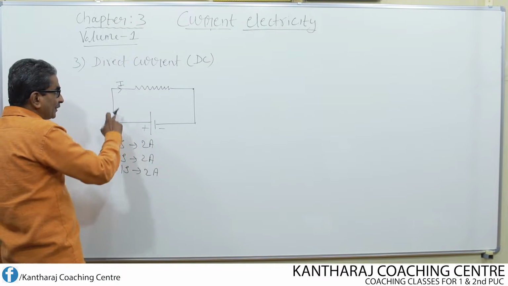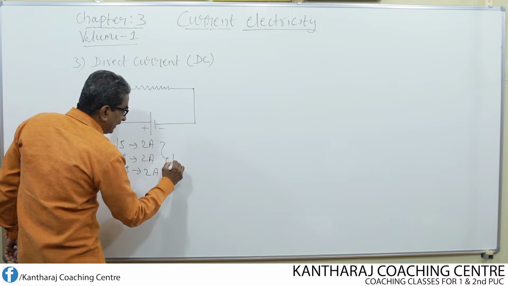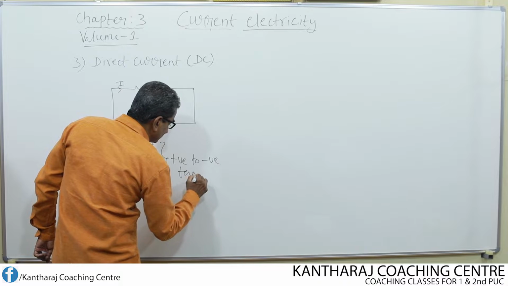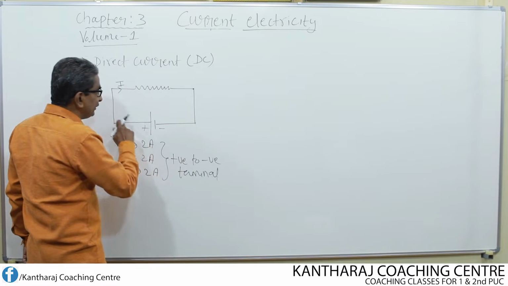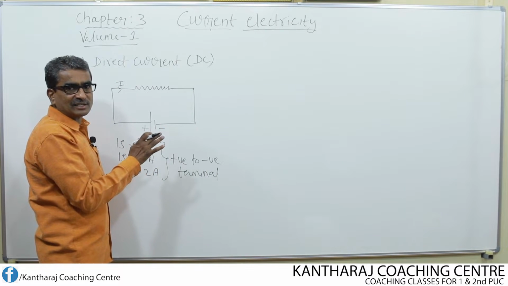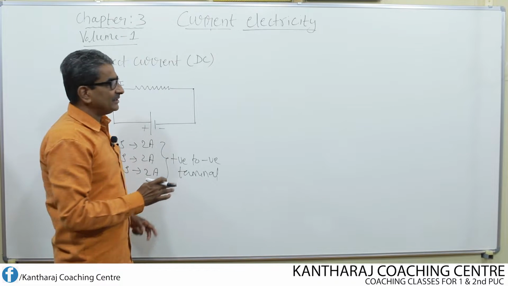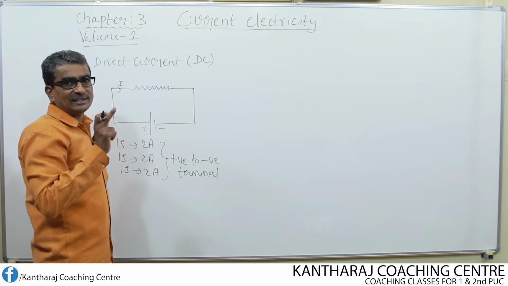Every second the current flows from the positive to the negative terminal only. So the direction is unique, meaning the direction is constant, it is not changing. The magnitude of the current is also not changing. So such a current is known as direct current.